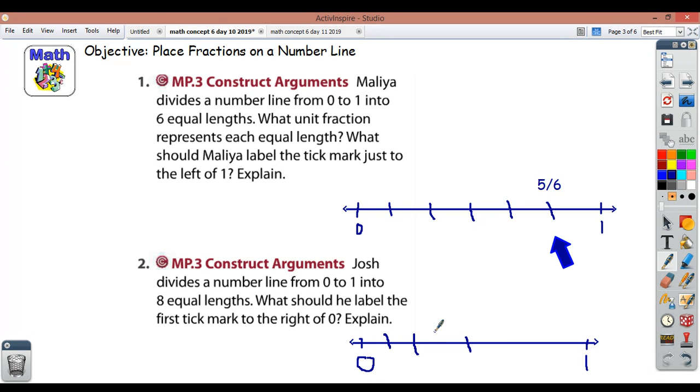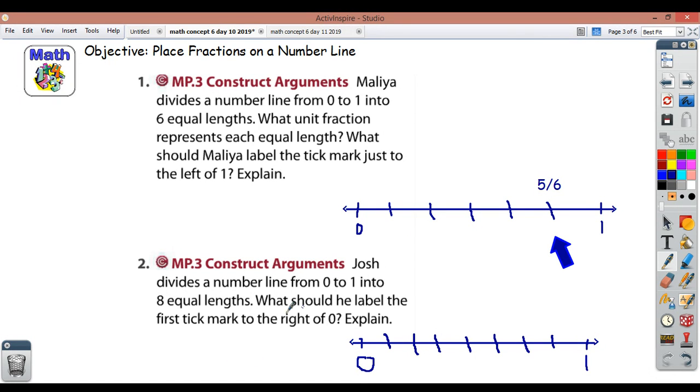1, 2, 3, 4, 5, 6, 7. Remember, this one's number 8. That's our number 1 there. So there's our 8. Let me count them again. 1, 2, 3, 4, 5, 6, 7, 8. Mathematician has to be precise. We've got to make sure we get those 8 marks.